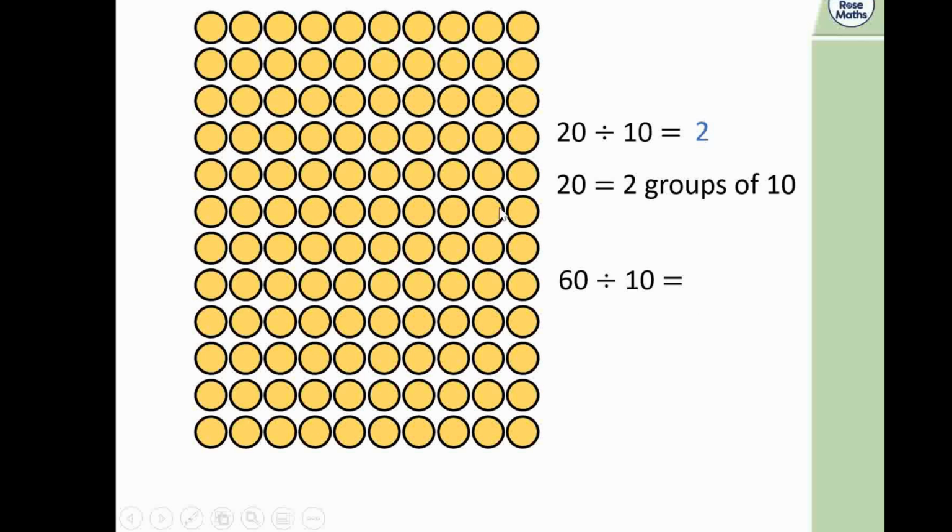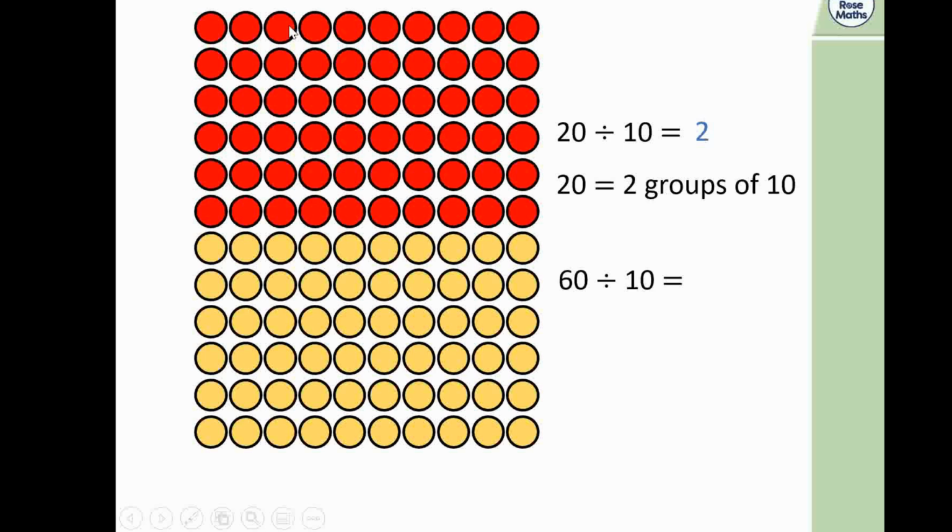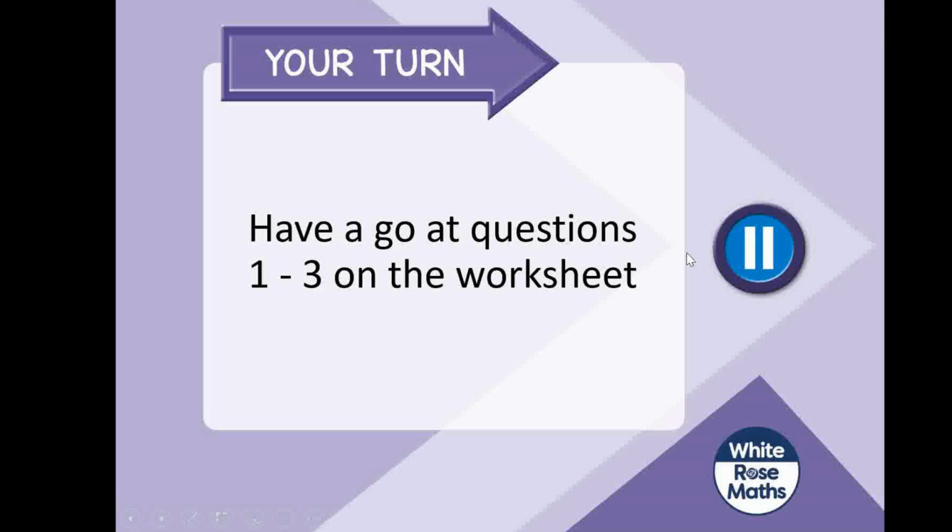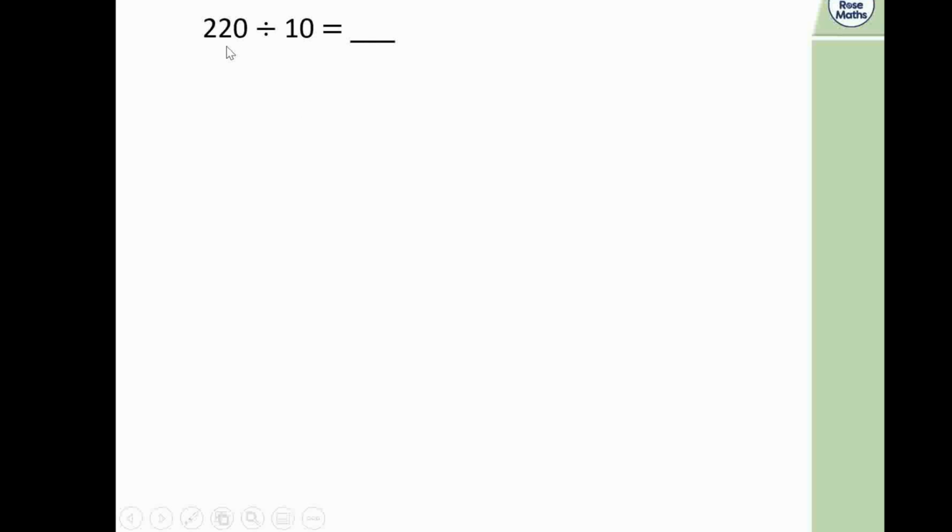Okay, now 60, so they're going to color down 6 rows to make 60, aren't they? 1, 2, 3, 4, 5, 6, because that's 10, 20, 30, 40, 50, 60. Divided by 10 equals 6. Yeah, it's easy because you just have to count down like I did. 6 groups of 10. Okay, now we'll have a little look here. Right, so 220 divided by 10. Does anybody know the answer here? How many times does 10 go into 200? 22, that's right. Yes, it's 22.